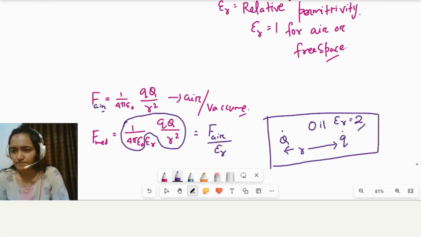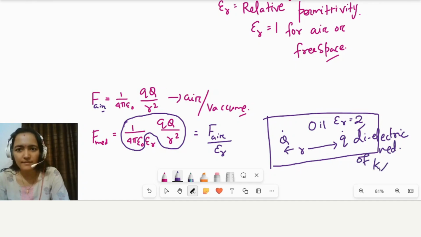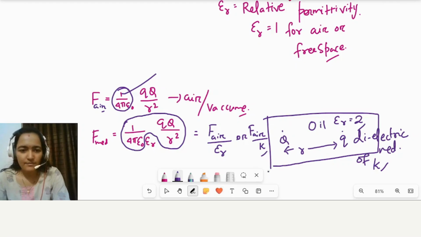Now, or if it's given that the charges are inside some dielectric medium of dielectric constant small k, in that case you just divide the same way, F air divided by small k. Okay, this is dielectric constant, don't confuse it with this quantity. This is different: this is proportionality constant and this is dielectric constant. Got it?